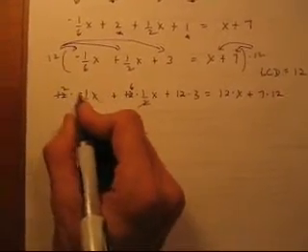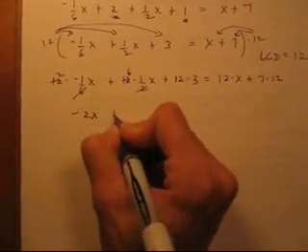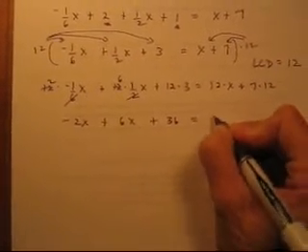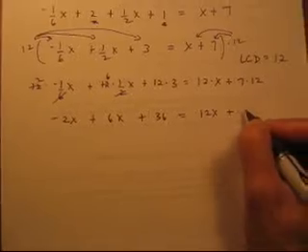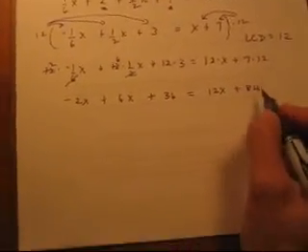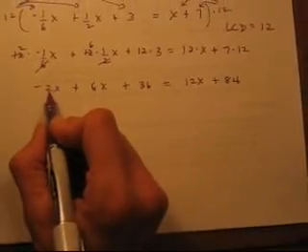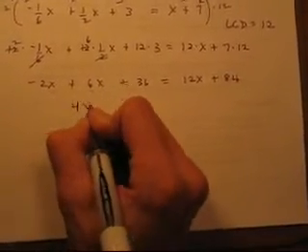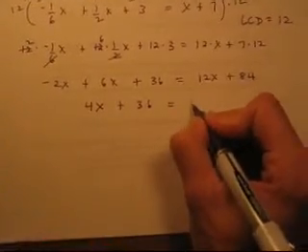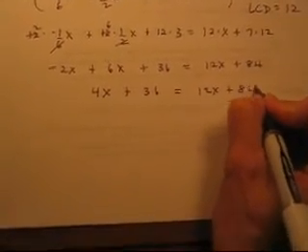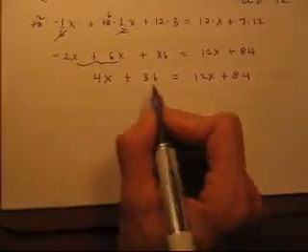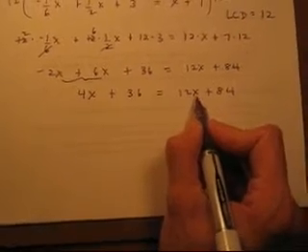So that gives us minus 2x plus 6x plus 36 equals 12x plus 84, I think. And now we'll keep going. Minus 2x plus 6x is 4x plus 36 equals 12x plus 84. So right there we combined like terms. And now we need to isolate the x's on one side of the equation.